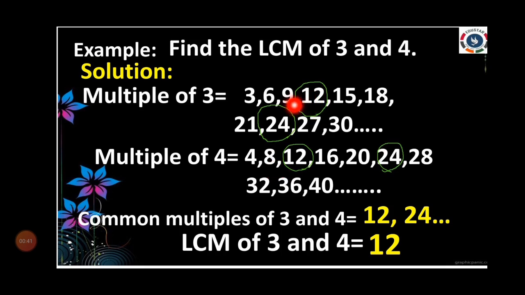Then which are the common multiples here? 12 and 24. So two numbers are common. Then among the common multiples, which is the least value? 12. So that is the LCM. In HCF we look for the highest factor. In LCM we look for the lowest multiple. That is the LCM.